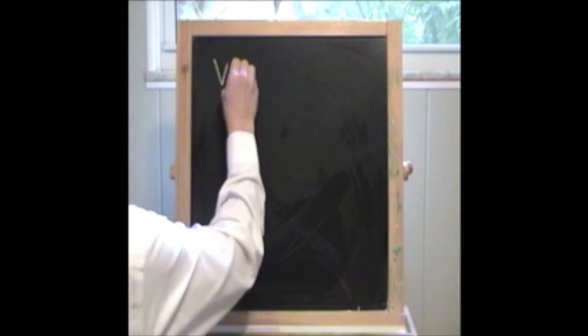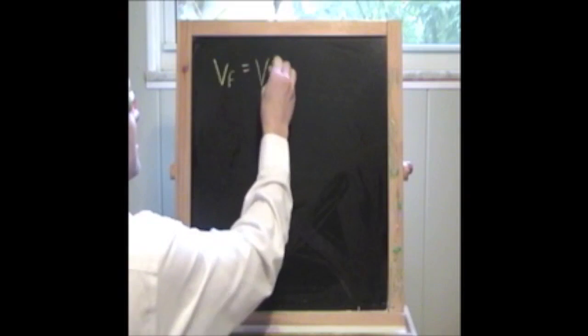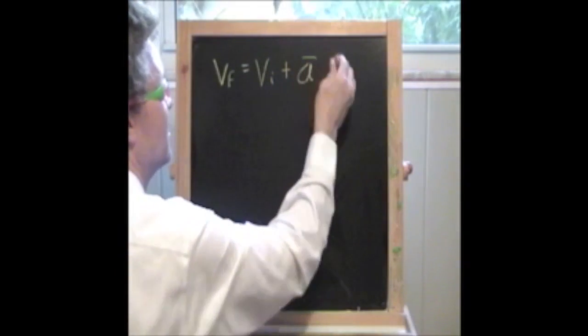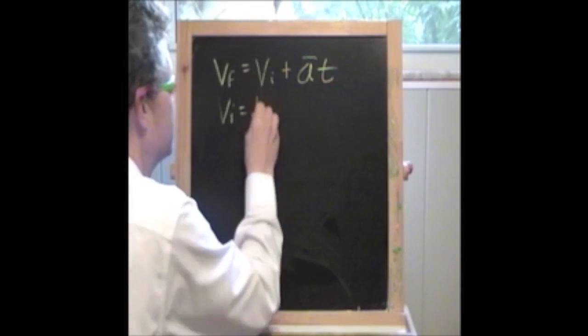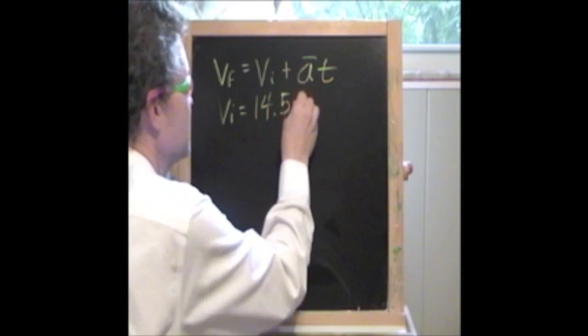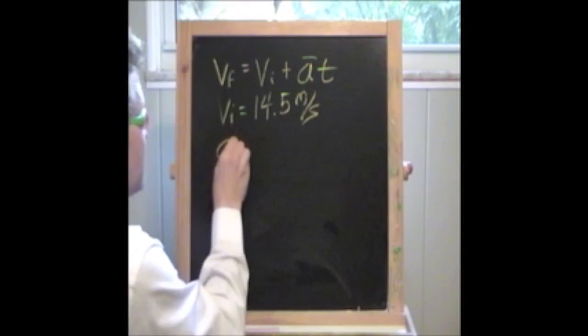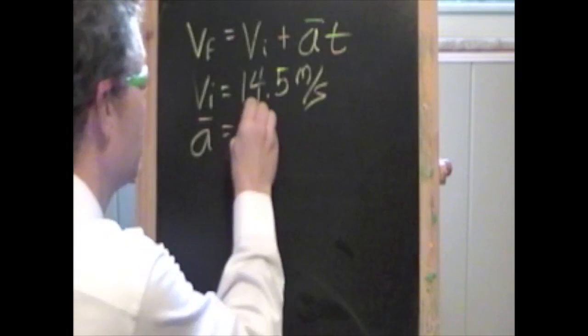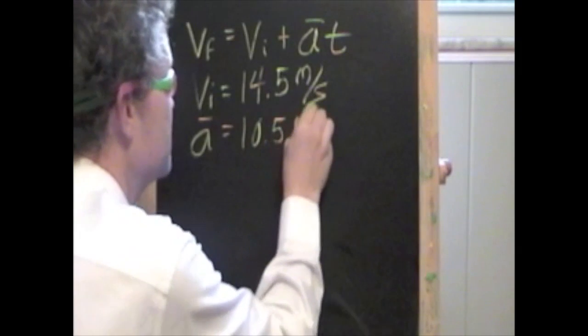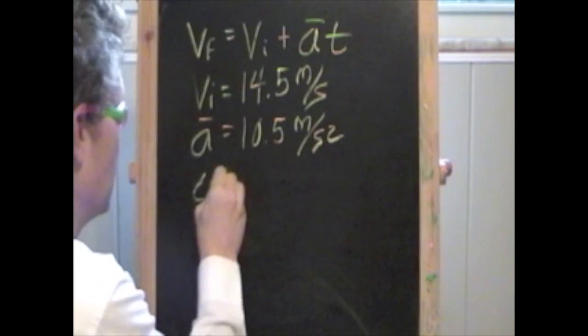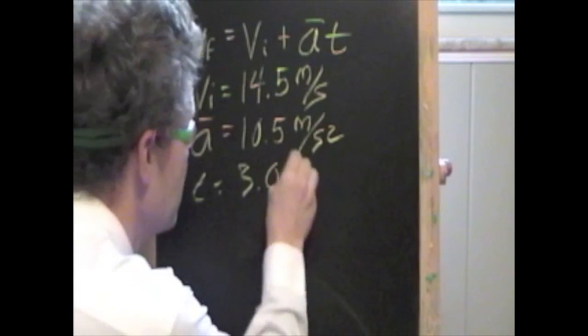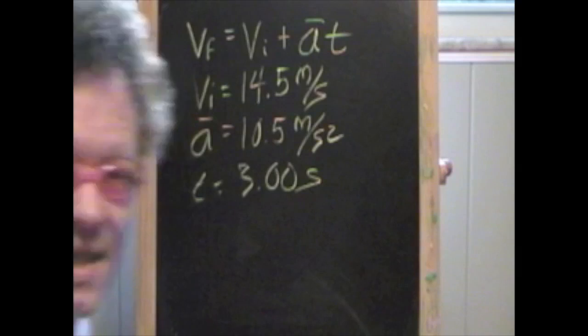Fine, that's easy. We use our first motion equation. Final velocity equals initial velocity plus your average acceleration times how long you've been accelerating. We know the initial velocity is 14.5 meters per second. We know the acceleration of the Bugatti, 10.5 meters per second squared. And it's been traveling 3.00 seconds. Let's just do the math.